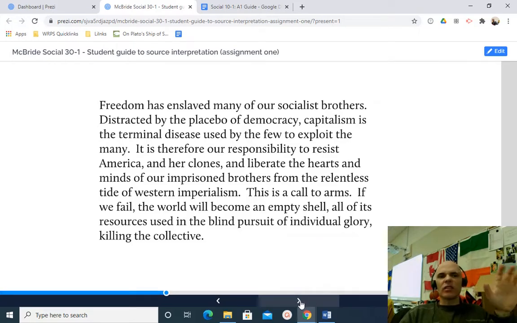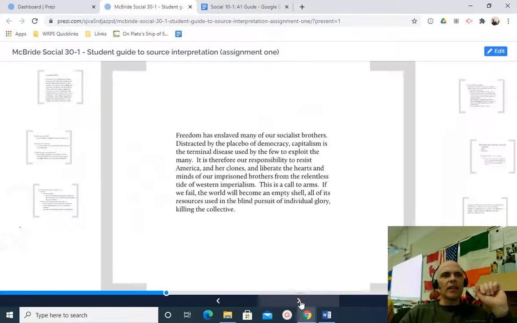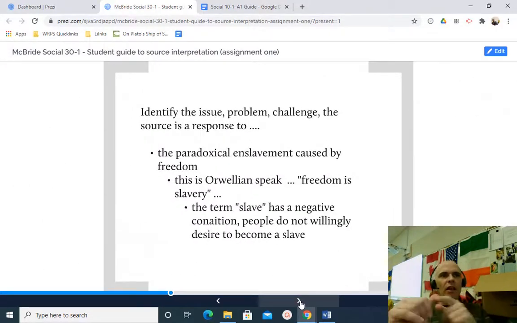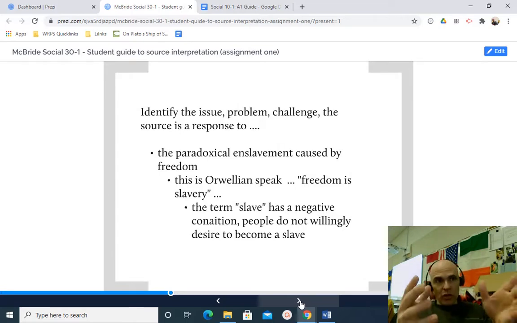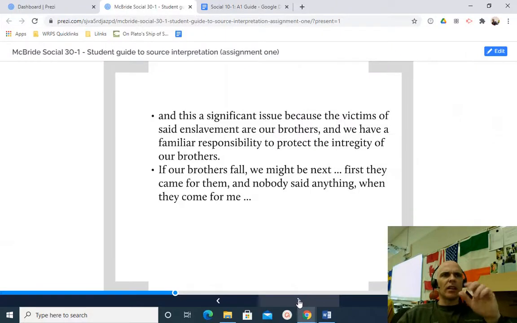So that's the source. Lots there to break down, right? So let's break it down. Identify the issue, the problem, the challenge the source is a response to. And the issue here is the paradoxical enslavement caused by freedom. This is some Orwellian speak that freedom is slavery. The term slave has a negative connotation. People do not willingly desire to become a slave, as we explore in Social 10. And this is a significant issue because the victims of said enslavement are our brothers. And we have a familial responsibility, because they're our brothers, to protect the integrity of our brothers. If our brothers fall, we might be next.